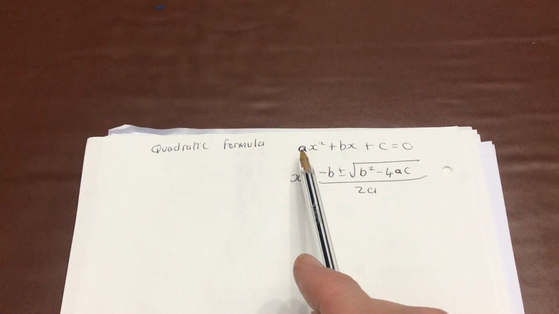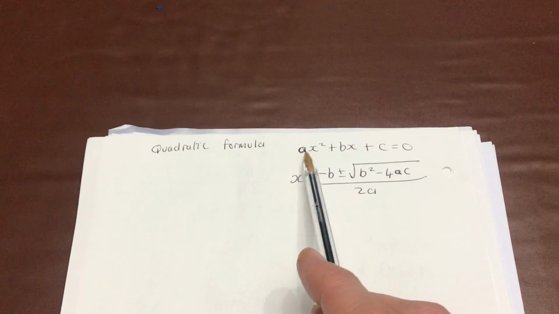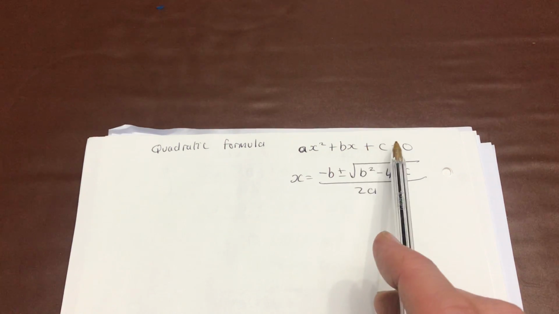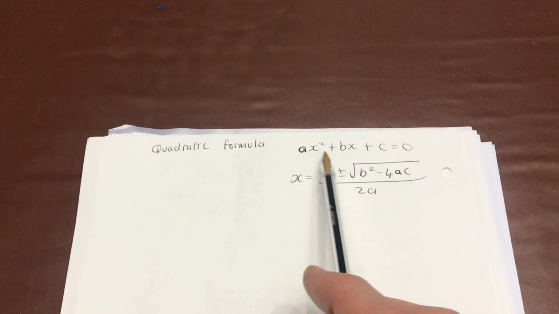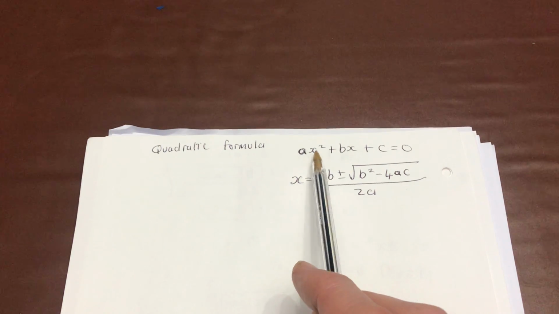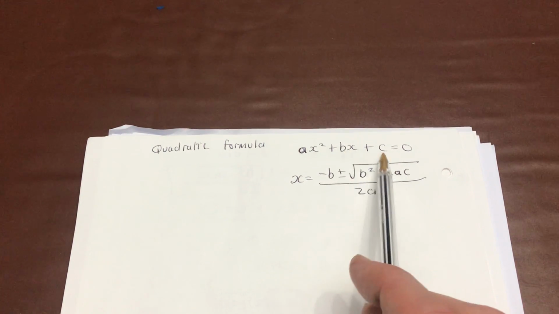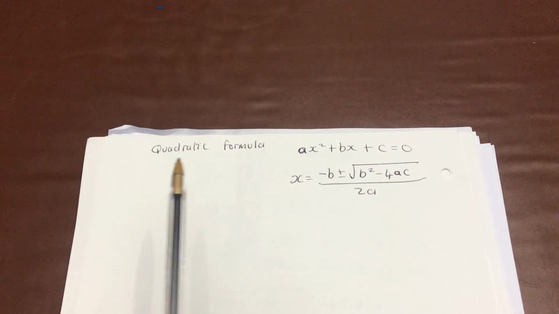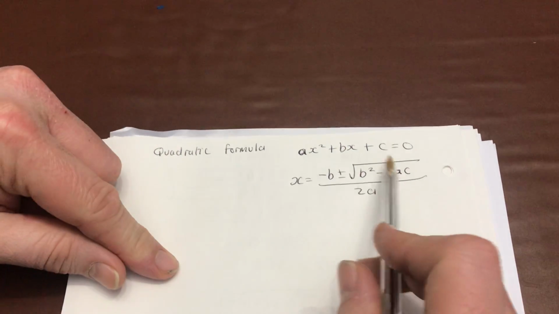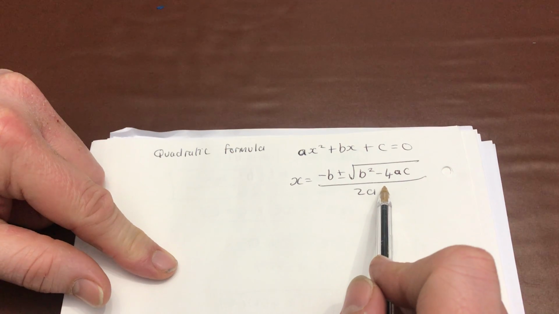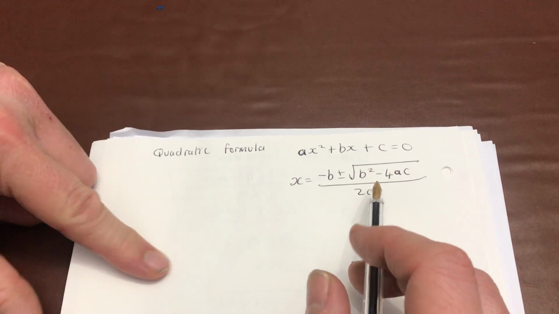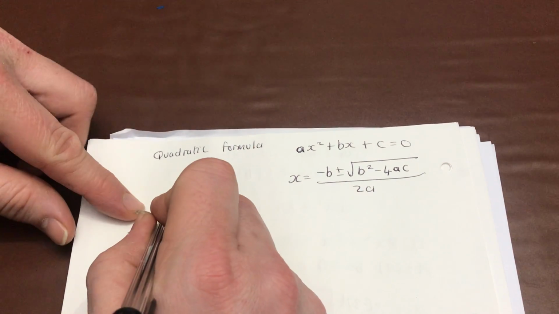If we have a quadratic equation of this form, ax squared plus bx plus c equals 0, a is the coefficient of x squared, the number in front of x squared, b is the number in front of x, and c is your constant, which is just your number. And we can put these numbers into this formula and it will give us our solution. Let me show you how it might work.